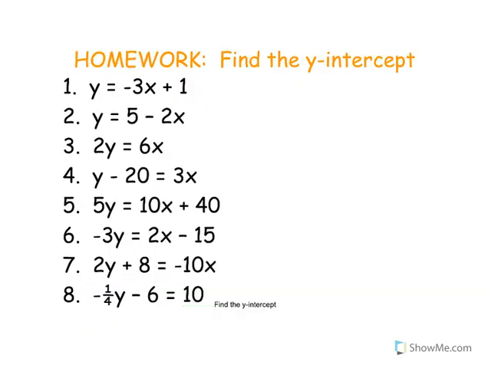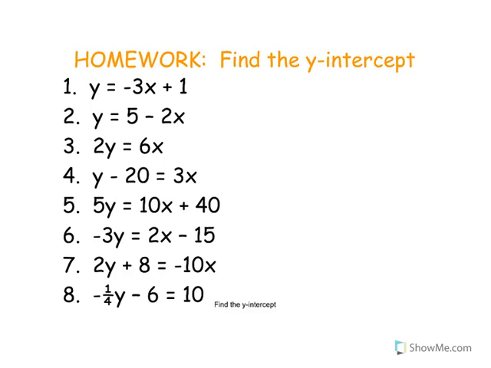So guys, this is it. This is your homework. Find the y-intercepts. Okay, so you're going to write out each of these, and you're going to do whatever steps are necessary. Now, 1 and 2 don't really require any steps. The y-intercept is right there in front of your face. Number 3 involves some division. 4 involves some addition. And then 5 involves division. So does 6, 7, and 8 involve 2 steps.